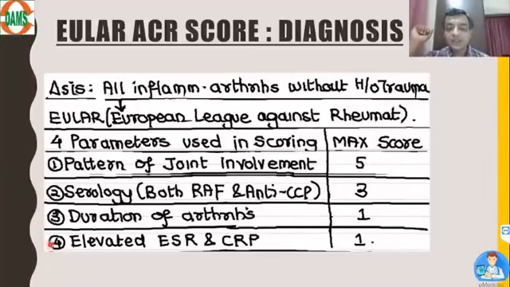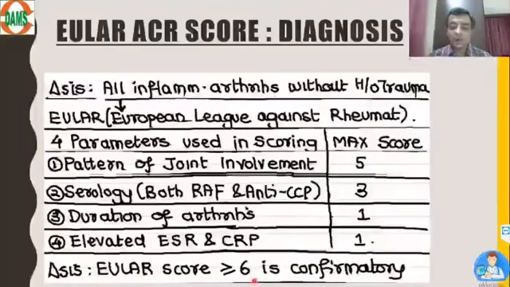So based on the serology and all these 4 parameters, you will give a score to every patient with inflammatory arthritis. The maximum score possible is 10. And if the score is more than or equal to 6, it is confirmatory of RA. So this is our simple method to diagnose.